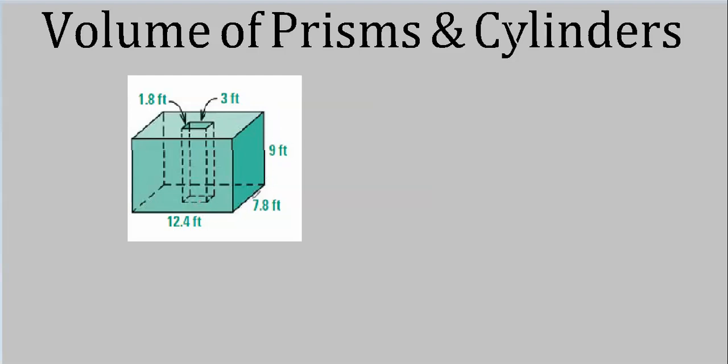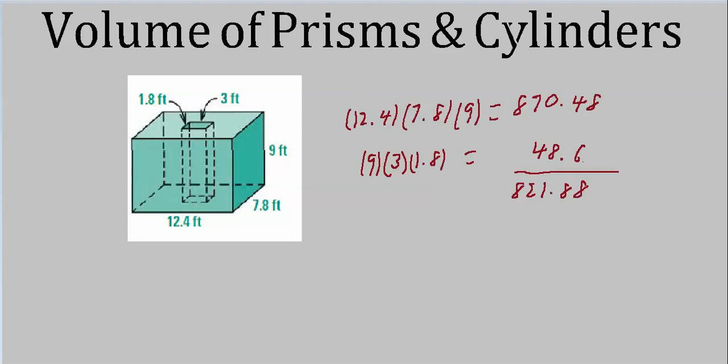So all we have to do is multiply these to get the total volume of the prism, and then we're going to subtract off this other rectangular prism, just like we did with areas. And you can always do that with volumes. So if we do that, just take the volume of the large rectangular prism. That would be 12.4 times 7.8 times 9, and we get this here. And then take the volume of this smaller one in here.